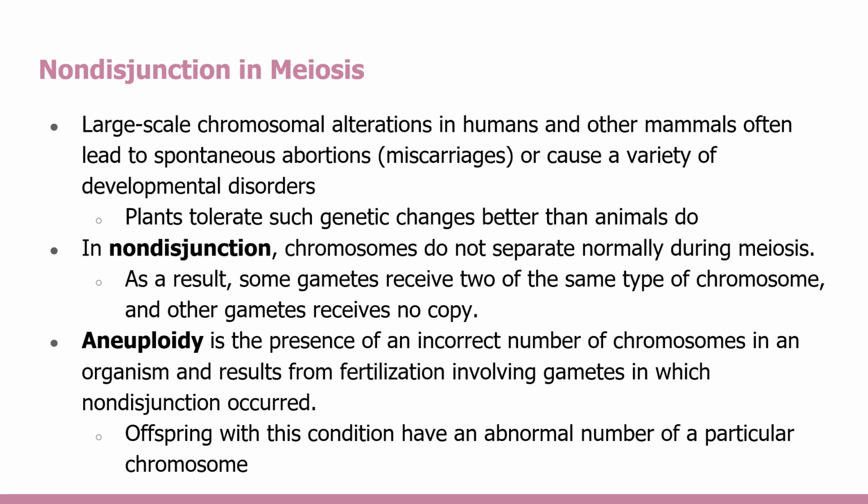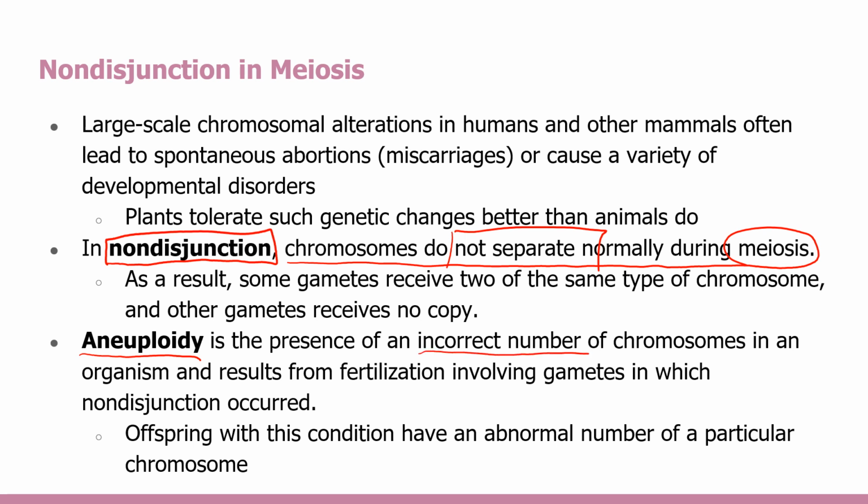And this leads to our first vocab word of this lesson, non-disjunction. Okay, that's when chromosomes fail to separate normally during meiosis. Okay, and this means that some gametes receive two of the same type of chromosome while the other receives no copy. Aneuploidy is the second vocab word, and this simply means that the organism has an incorrect number of chromosomes, resulting from the fertilization that involves gametes in which non-disjunction has occurred.